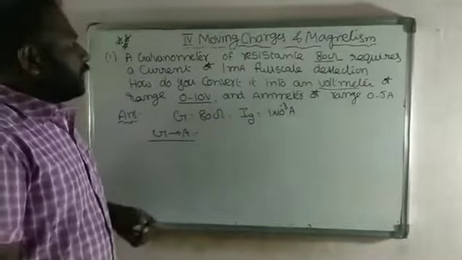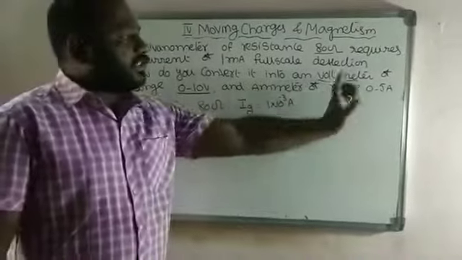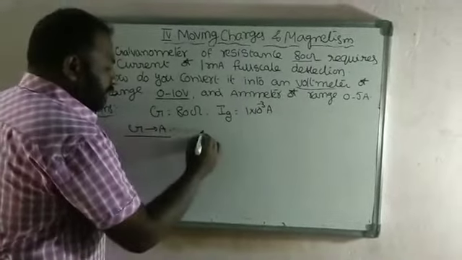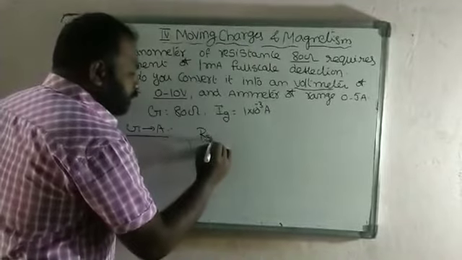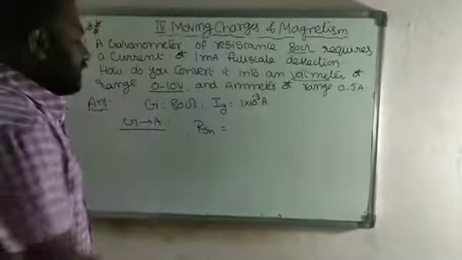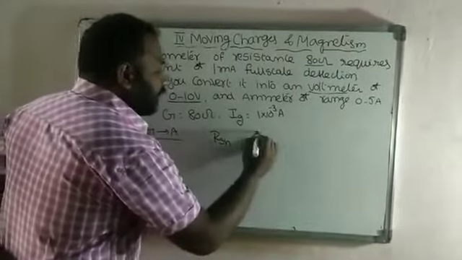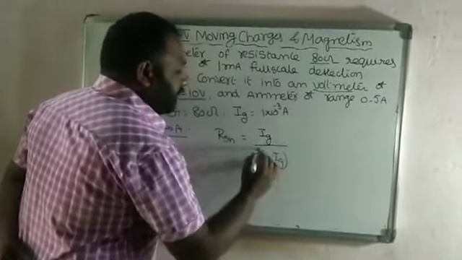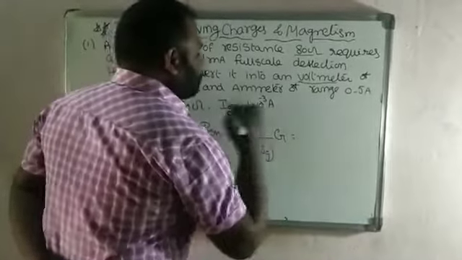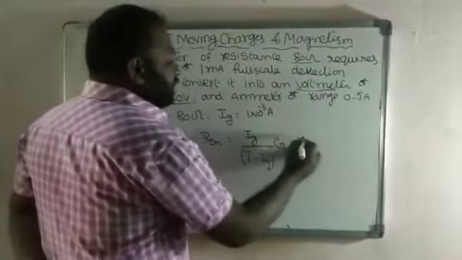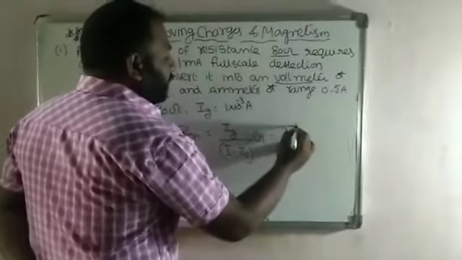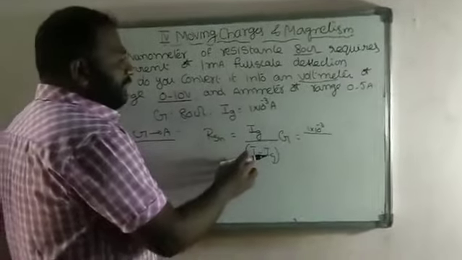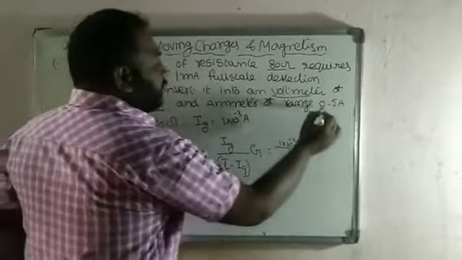Next one is we are going to convert the galvanometer into an ammeter of range 0 to 5 amperes. For galvanometer to ammeter conversion, we connect a small resistance in parallel, that is called shunt resistance. RSH is equal to Ig by I minus Ig, into G. What is Ig? Ig is 1 into 10 power minus 3, divided by the range of the ammeter, which is given as 5 amperes.